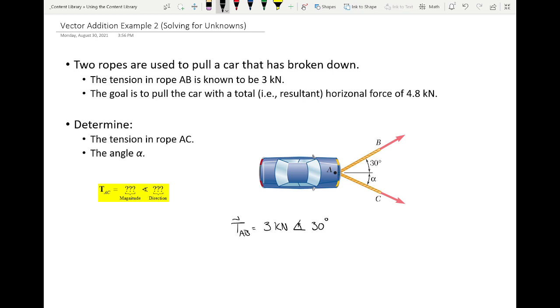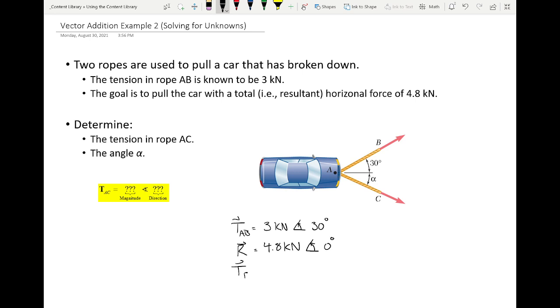Now, if that's the case, I want somebody to tell me what the resultant would be written as. If that's how I would write the tension in that first rope, how would I write the resultant? What's the magnitude going to be? 4.8 kilonewtons. And measured from the horizontal, what's the angle? 0, because the whole point is that it's supposed to be horizontal. So I'm just making sure that we're on the same page here. So 4.8 kilonewtons, and then 0 degrees.